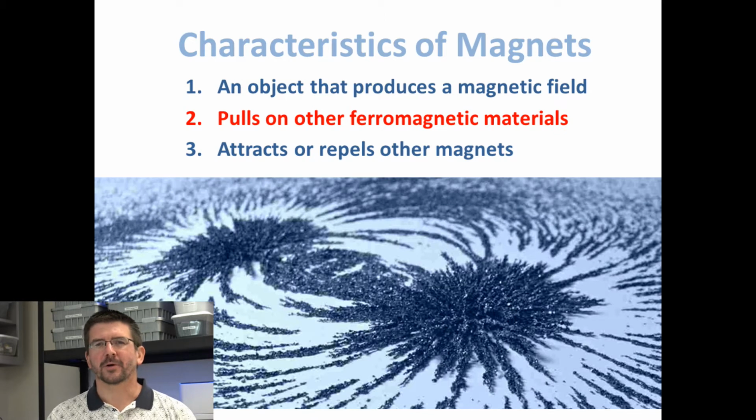Now, when we talk about ferromagnetic substances, this relates to one of the properties of all magnets that we talked about in Lesson 1. We said all magnets have three characteristics. First of all, magnets produce a magnetic field. Secondly, all magnets will pull on ferromagnetic substances. And thirdly, all magnets can attract or repel other magnets. So this is one of those three key properties that we're going to be looking at today in this lesson.